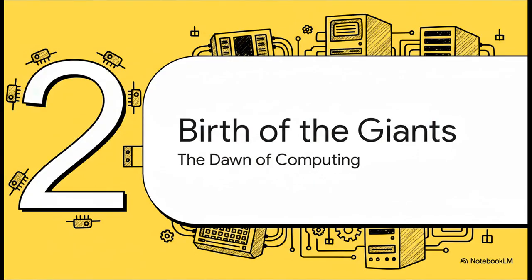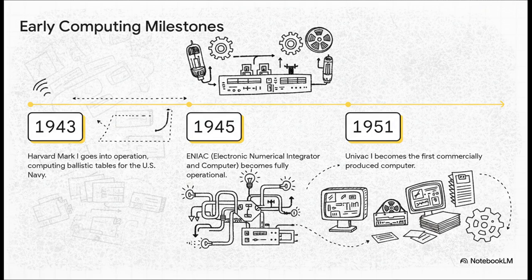Okay, so we've got this incredibly powerful concept of binary, but how did we get from a simple on-off switch idea to actual working computers? Well, that takes us to our next chapter, the dawn of the computing giants. You know, the 1940s and 50s were really the heroic age of computing. In 1943, you had the Harvard Mark I calculating tables for the U.S. Navy. Soon after that, the legendary ENIAC came online in '45. And then by 1951, the UNIVAC I made history as the very first computer you could actually go out and buy. These were the pioneers that kicked the whole thing off.